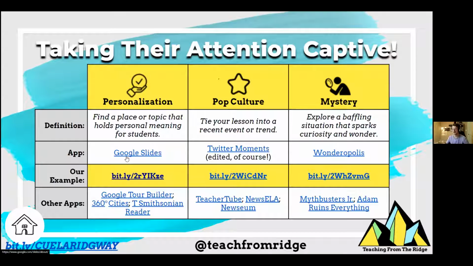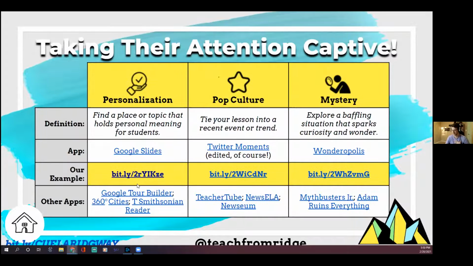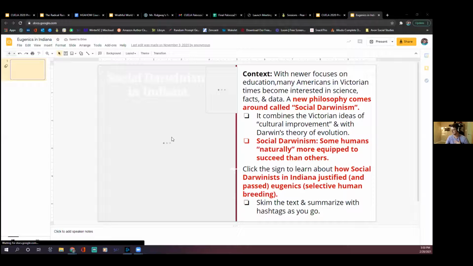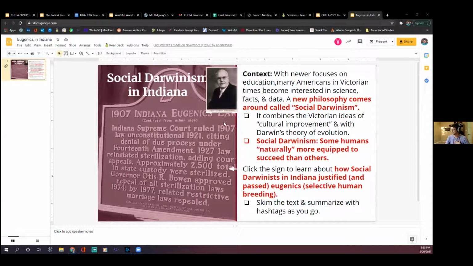Local history, for me, you can do anything local, is really, really powerful. And so the app that I do this with in one lesson is Google Slides. You can click on this example, and I'll go ahead and pull it up here for you and make sure that you can see it. There we go. Okay. So this right here is a lesson that I do with students on personalized local history. We're talking about Indiana, and I'm introducing the idea of social Darwinism to them.